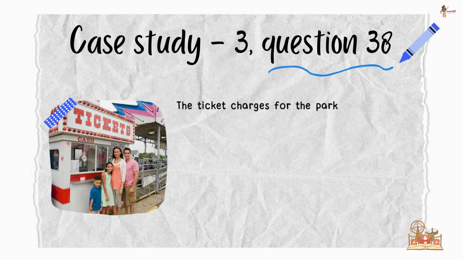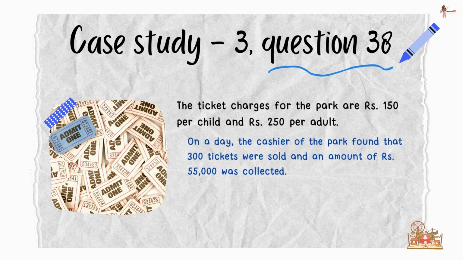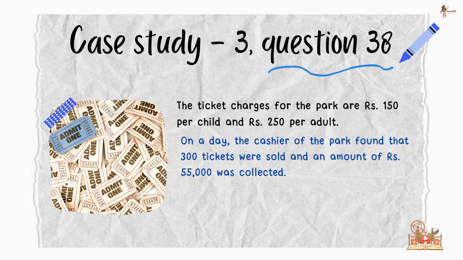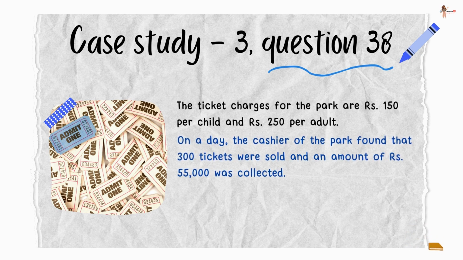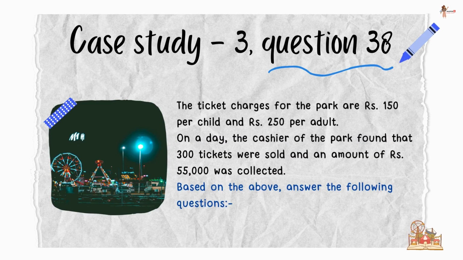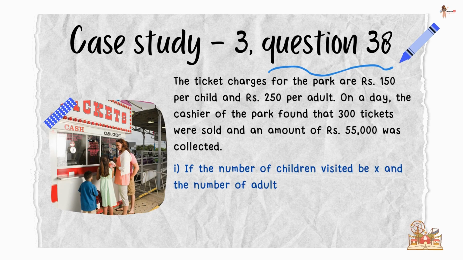The ticket charges for the park are Rs 150 per child and Rs 250 per adult. On a day, the cashier of the park found that 300 tickets were sold and an amount of Rs 55,000 was collected. Based on this, answer the following questions. If the number of children visited be x and the number of adults visited be y, then write the given situation algebraically.